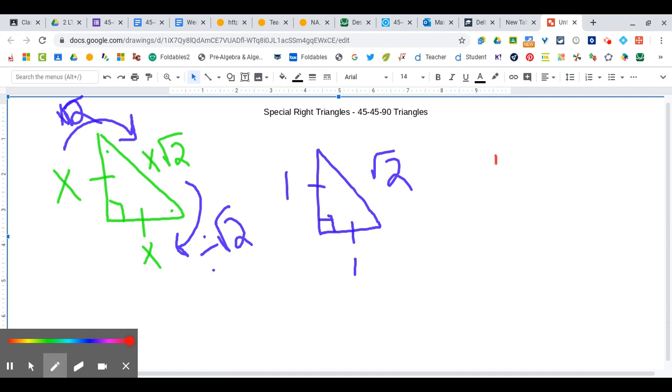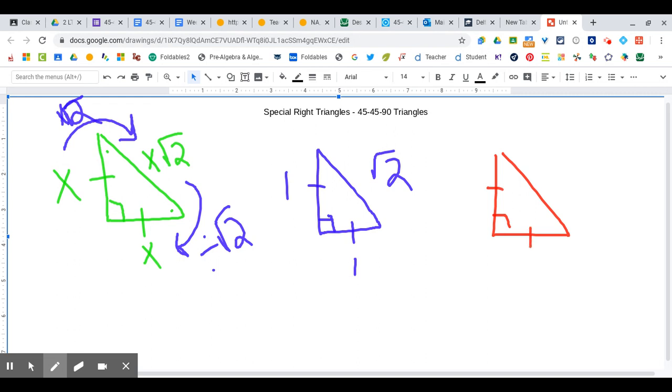Let's look at another example. Same thing, I have 45, 45, 90. I just drew my lines there to represent that. And let's say that we had a leg that was 3. So the other leg is going to be 3. So your hypotenuse is going to be 3 radical 2.